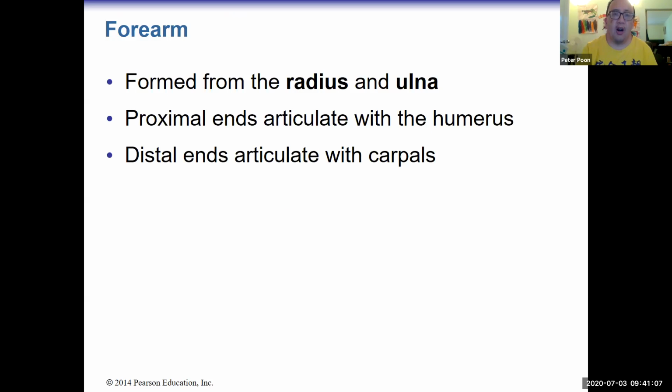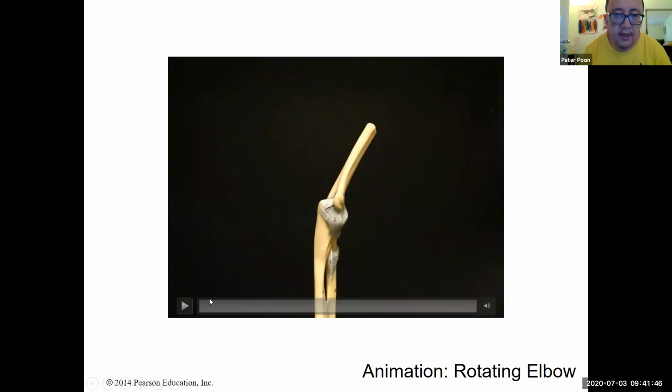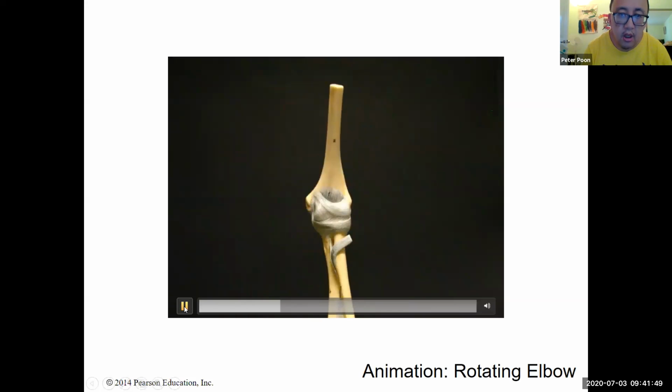The forearm is formed from the radius and ulnar. So the way the forearms work, let me stand up and show you. You have your thumb on the side and your pinky on this side. This is the radius. This is the ulnar. The radius and ulnar are about equal in size. The ulnar is slightly bigger than the radius, but not much. So here is the elbow joint.